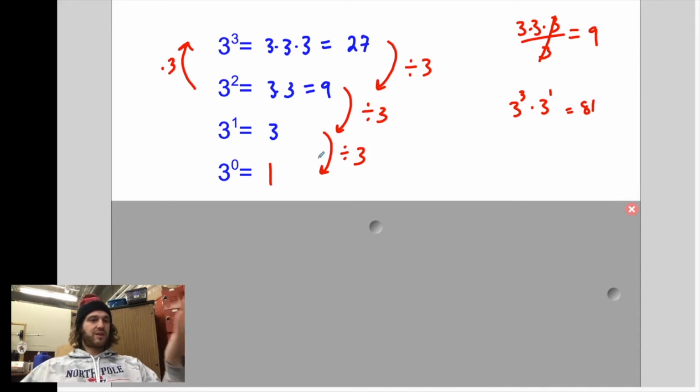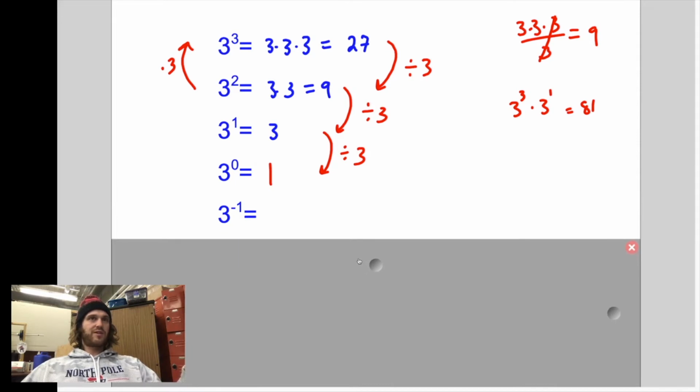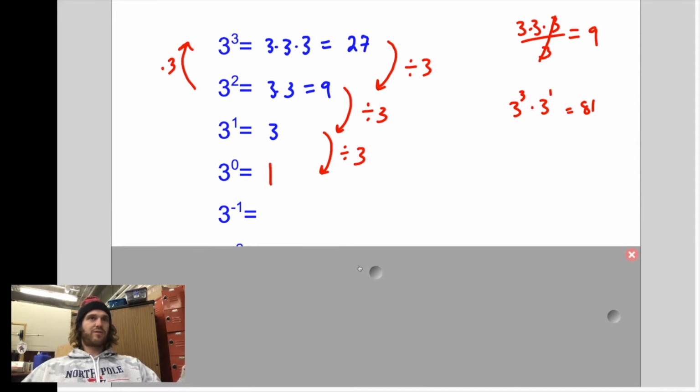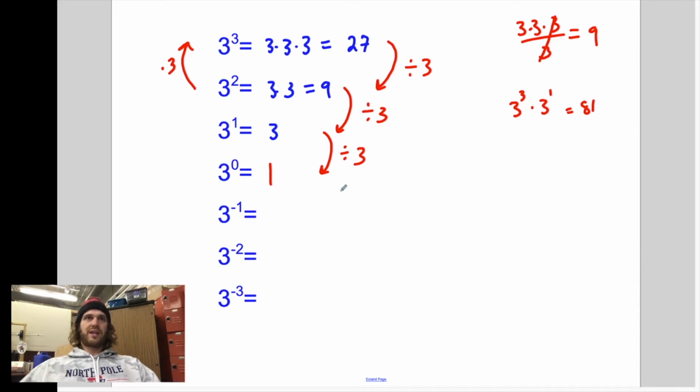The process continues. 3 to the minus 1, 3 to the minus 2, 3 to the minus 3. These are all possible. So I'm going to continue. What's 1 divided by 3? We're going to continue this process. 1 divided by 3 is 1/3. So, if you have something with a negative exponent, usually that means it's kind of a small number. I like to think of it as a smaller number. It's not always smaller, but most of the time it's smaller, and it doesn't necessarily mean negative number.